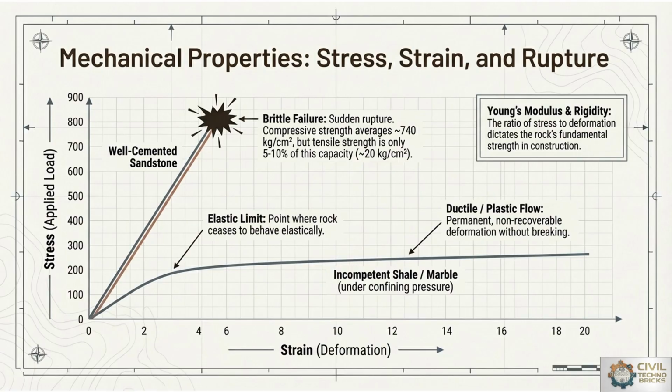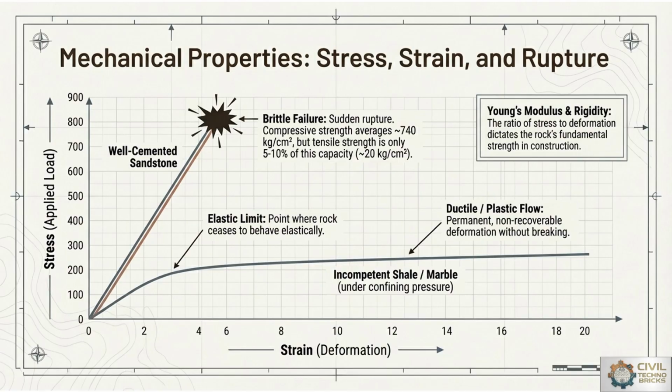So rocks exhibit elastic behavior until the elastic limit is reached in the initial phase. Brittle failure occurs suddenly with little deformation. So mechanical properties determine excavation, foundation, and slope performance, where stress and strain describe the mechanical response of rocks under loading or weight. The relationship between applied force and deformation determines the behavior of rock masses in engineering structures. So the elastic limit represents the maximum recoverable deformation.